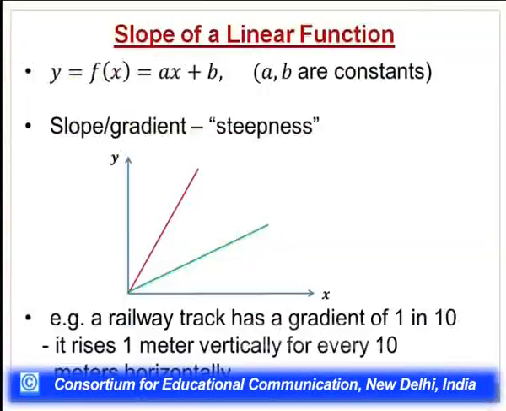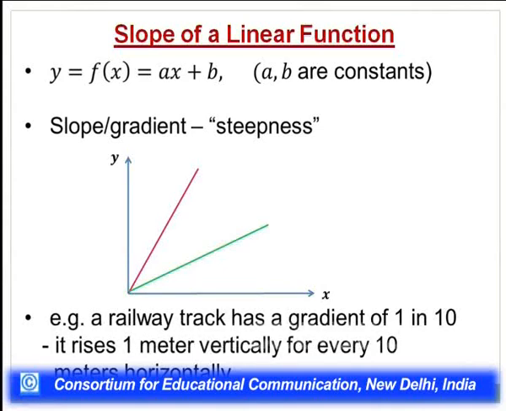Also, whenever we talk of drawing a graph, an important aspect is the slope. And let us talk a little bit about the slope of a linear function. Now, slope in a generic sense, the slope or the gradient, represents steepness. It is a measure of how steep something is. So, in the context of a straight line, the slope or the gradient would tell us how quickly the line is increasing or decreasing.